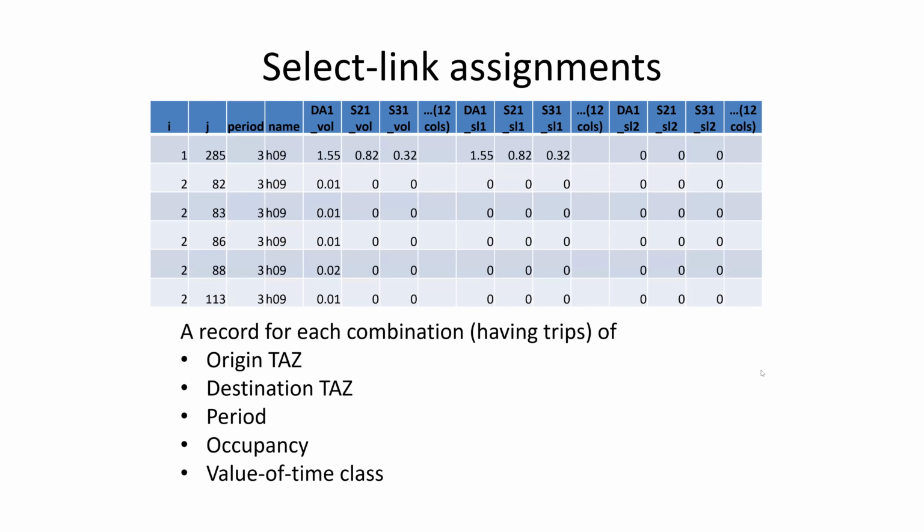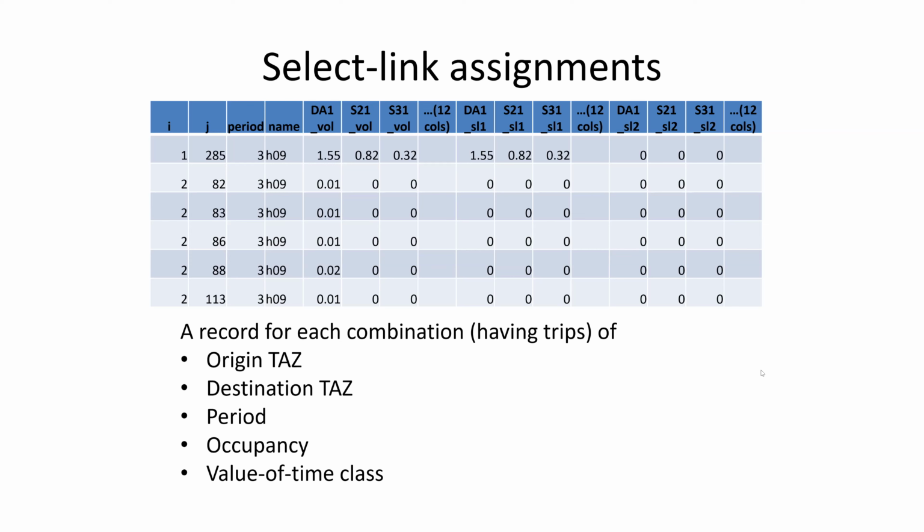So here's a partial snapshot of the trip table expanded out as a list of the select link assignments. You've got the origin, destination, period, the name of the period, and then columns for the 15 classes that are assigned of drive alone, share 2, share 3, and those by all the trips, just the total volume, and then the select links, and we're doing two select links at a time. So that's what the SL1 and the SL2 are.